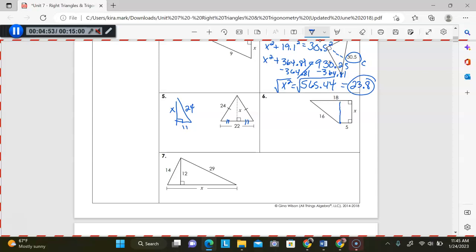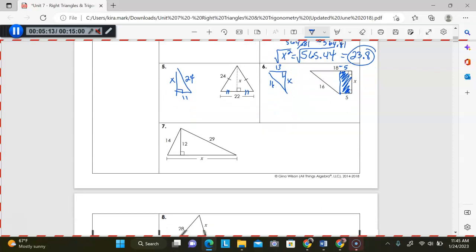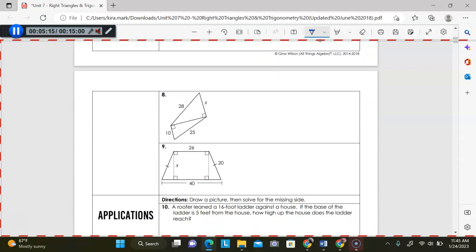And then this one, we're going to just subtract out this rectangle. So this rectangle, that's 5. So drawing another triangle, trying my best. 18 minus 5 is 13, 16, and this guy is x. So you can, again, do these two questions. Try your best with number 7. We're going to skip that one for now.